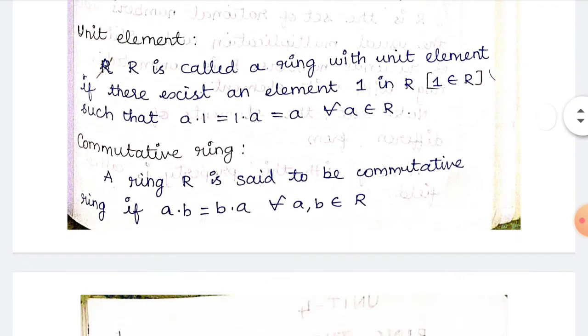The next definition is unit element. R is called a ring with unit element if there exists an element 1 in R, that is 1 belongs to R, such that a dot 1 is equal to 1 dot a is equal to a for every a belongs to R. The next thing is commutative ring. A ring R is said to be a commutative ring if a dot b is equal to b dot a for every a, b belongs to R. Similarly in group theory, commutative means ab is equal to ba. Here also commutative means a dot b is equal to b dot a. The same thing you have.